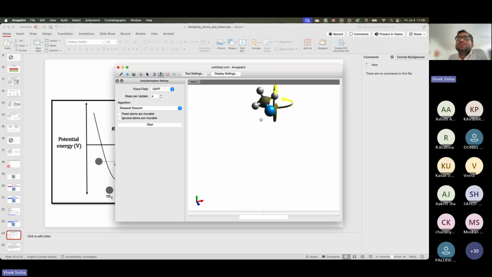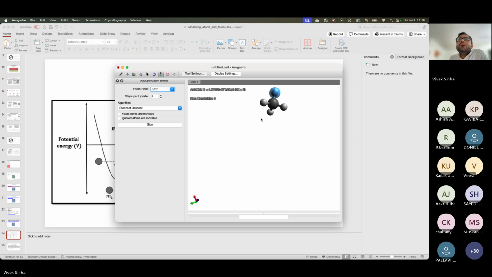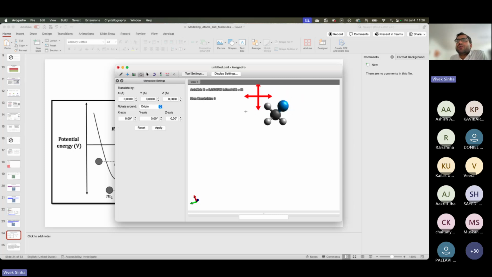Let's stop this. If you look at the geometry, this is not the geometry of methane. You can be very sure of that. Methane is tetrahedral. If you change it to UFF now, it changes the geometry slightly, and you get a tetrahedral kind of geometry. It's freezing a little bit, so I cannot show you very well.